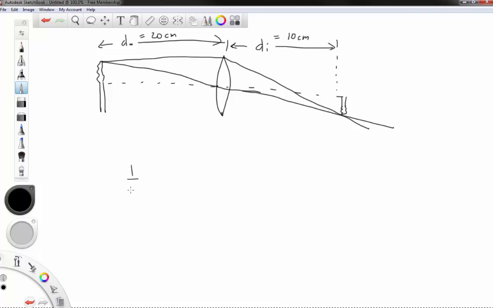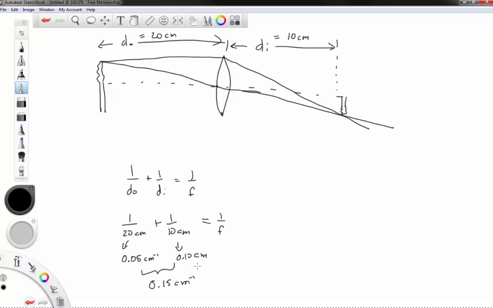So 1 over dO plus 1 over di equals 1 over f. So we have 1 over 20 centimeters plus 1 over 10 centimeters is equal to 1 over f. This right here is basically 0.05 inverse centimeters. This one is 0.1. 0.05 plus 0.1 gives us a total of 0.15 inverse centimeters.